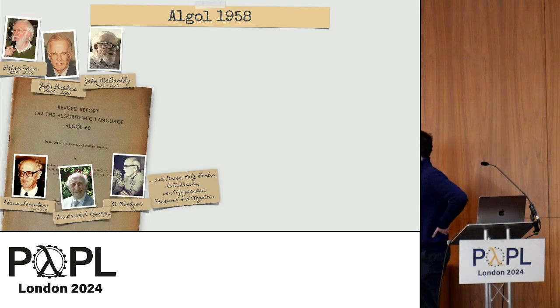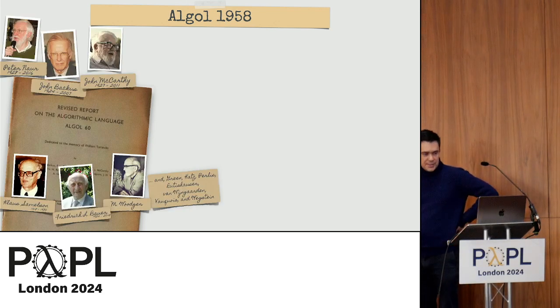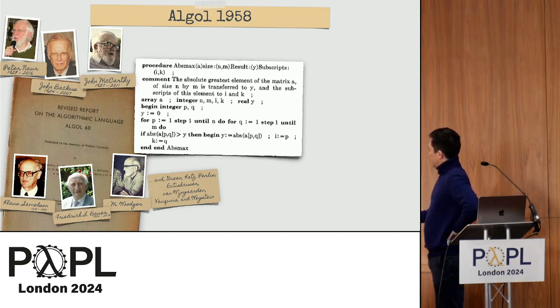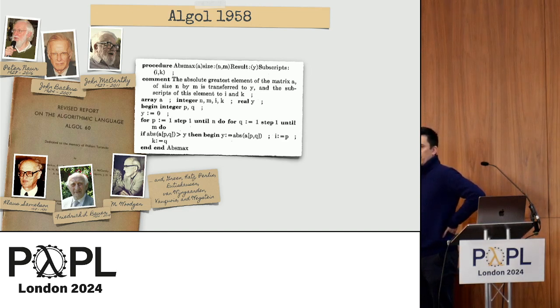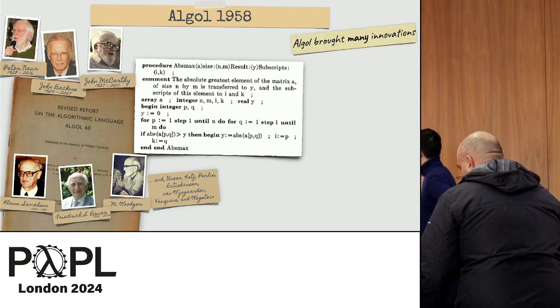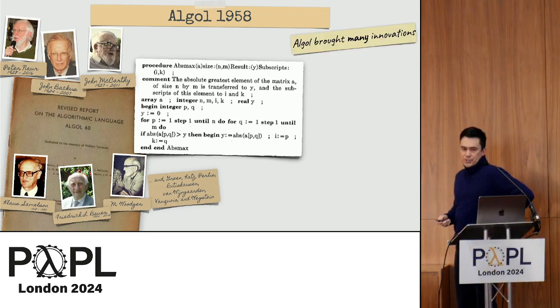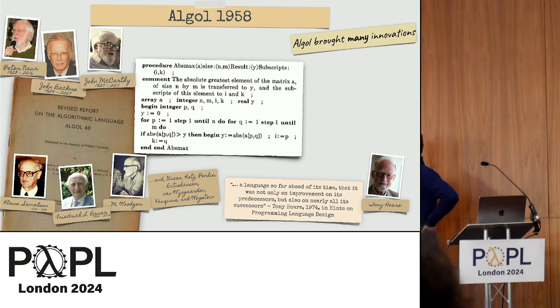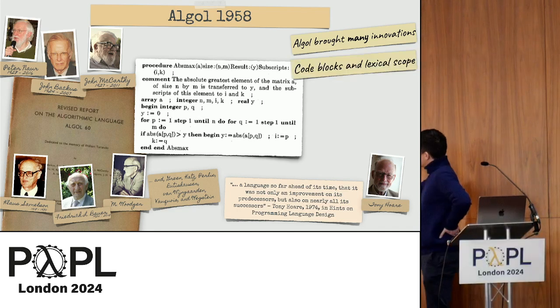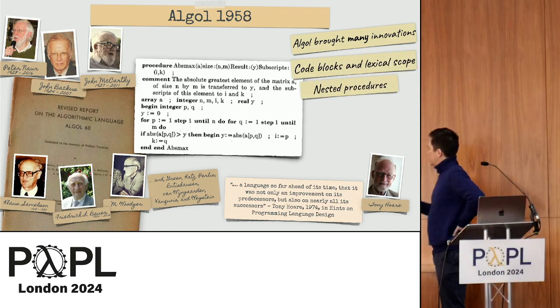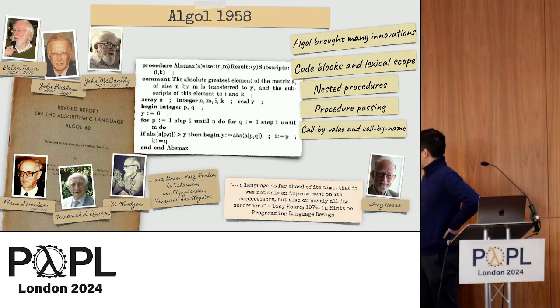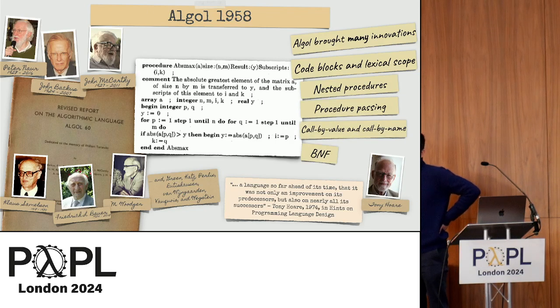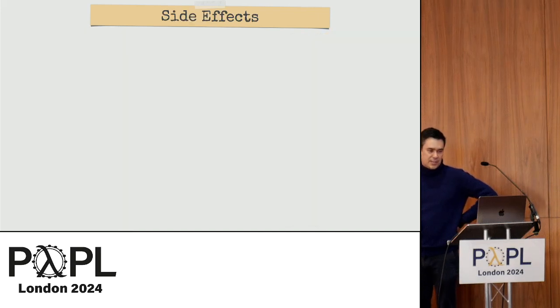It was the result of a committee of people, its code looks something like this, which is very familiar because it looks a lot like imperative languages that we have today. In fact, it brought many, many different innovations to the world, and Tony Hoare at the time said this was a language so far ahead of its time that it was not only an improvement on its predecessors, but on nearly all its successors, and that was in 74. So what did it innovate? Well, we have code blocks and lexical scope, nested procedures, procedure passing, call by value and call by name, and of course BNF. So lots of different things came out of this particular piece of work.